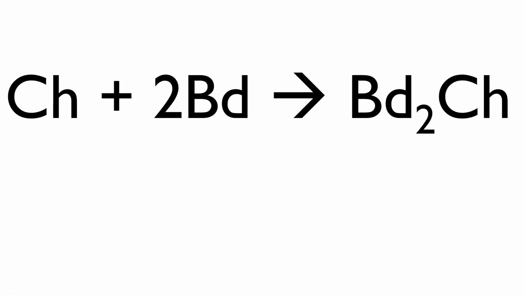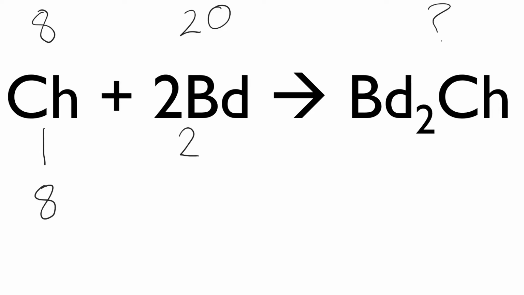So let's have a look at this in terms of a chemical reaction. So cheese plus 2 slices of bread makes a cheese toastie, which is BD2CH. I've got 8 slices of cheese, 20 slices of bread, and I want to know how many cheese toasties I can make. So the chemical equation tells me 1 mole of cheese reacts with 2 moles of bread. Okay, so I have 8 moles of cheese, which would need 16 moles because 1 to 2 is multiplying by 2.